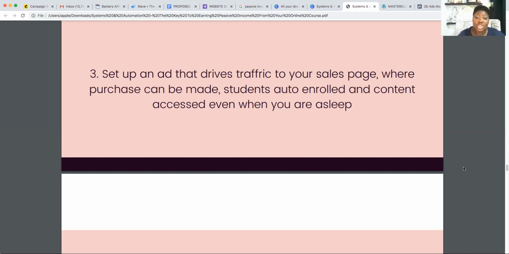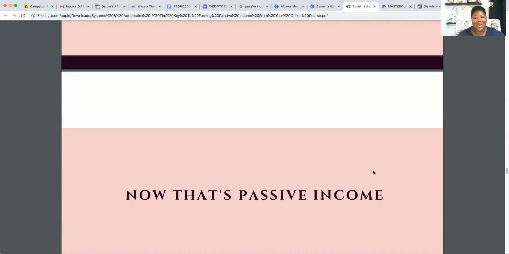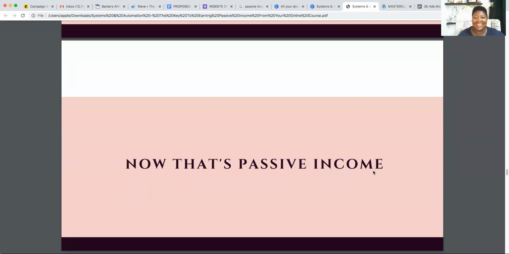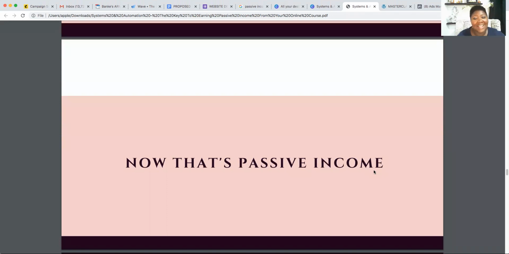And when they have purchased, they can be auto-enrolled and access your course content, and you could be asleep. You could be 12 hours away from them, and while they are doing all this, you are asleep, and all you do is wake up to what? You wake up to the money. Now that is passive income. That is earning income without actively doing anything.